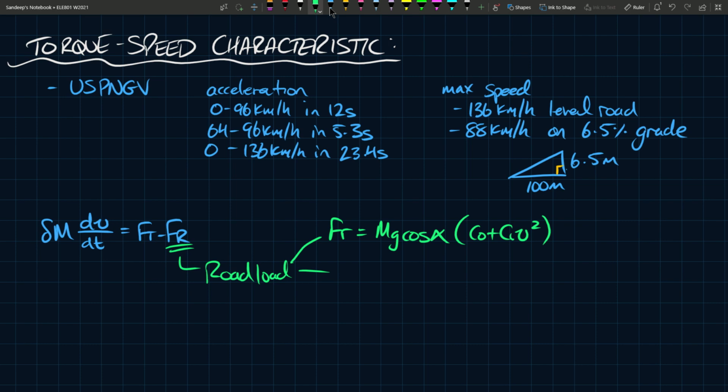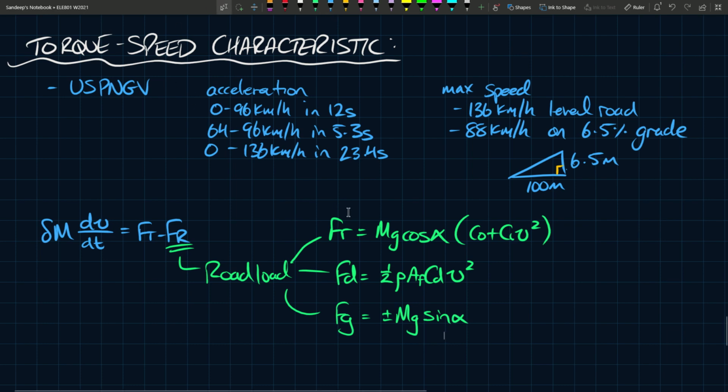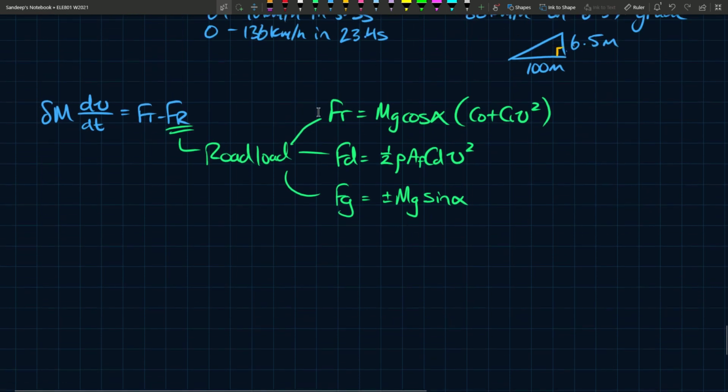It's the sum of these three, right? And we've defined this already. So this is FD, which is the aerodynamic drag, which is 1/2 rho AF CD V squared, because we're assuming there's no wind. And then you have FG, which is plus or minus. Remember, this is plus or minus depending on whether the vehicle is going uphill or downhill. We'll assume for this exercise that it's uphill motion. Let's start with that.